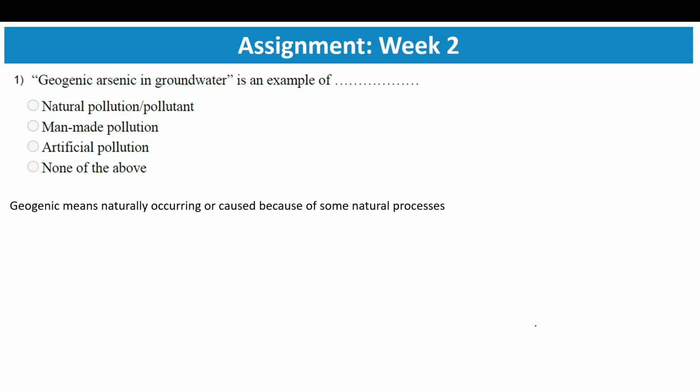This is the first question: geogenic arsenic in groundwater is an example of which sort of pollution? You have to choose the best option. Here geogenic arsenic is nothing but naturally occurring. So it is a class of natural pollution. So A is the correct answer.